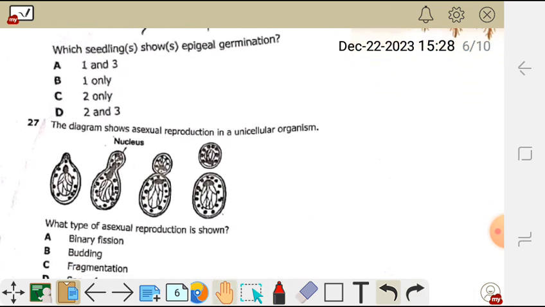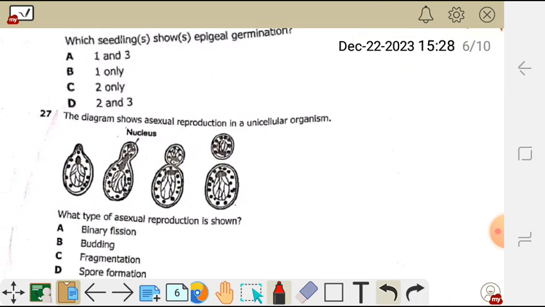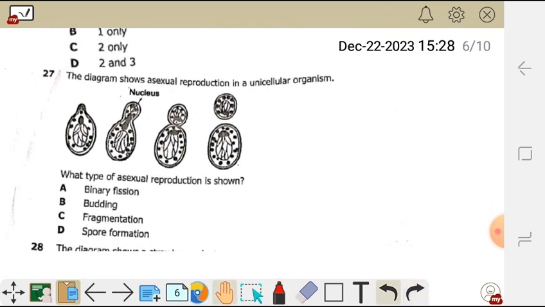Question 27. The diagram shows asexual reproduction in a unicellular organism. What type of asexual reproduction is shown? This question I also explained in GCE 2022, so find time to look at that video. I even provided some diagrams to illustrate what binary fission, budding, and fragmentation are.